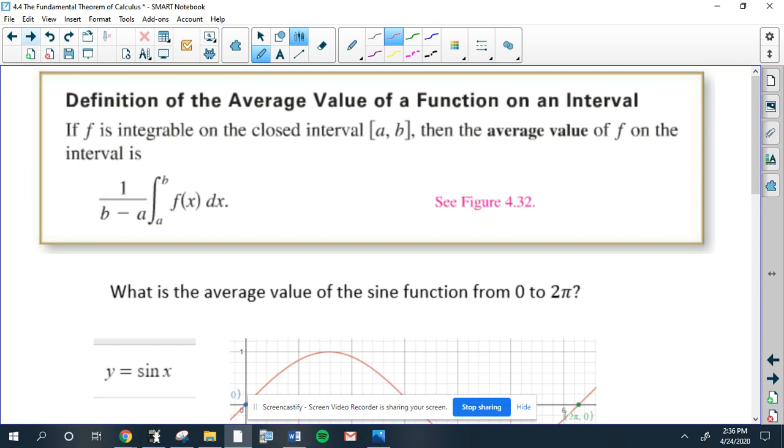This says that if you have any function on any interval, the average value of the function over the interval is 1 over b minus a times the integral of that function from a to b. Basically, just integrate the function on the interval and divide by the length of the interval. That's all that's saying.